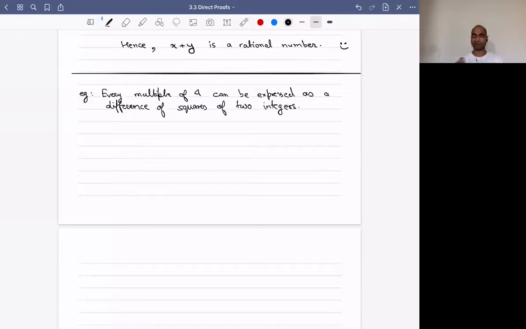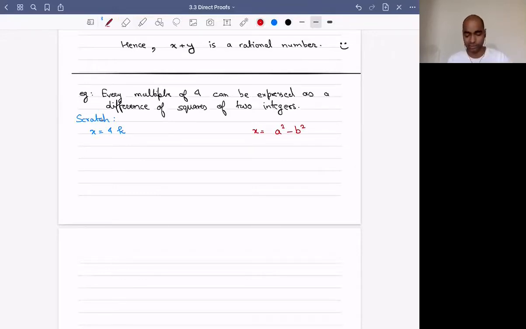So you're trying to show that every multiple of 4 can be expressed as a difference of squares of two integers. So I'll start with the hypothesis. The hypothesis says that every multiple of 4, so let's start with a number that is a multiple of 4. And the conclusion is that it can be written as a difference of squares of two integers. So the conclusion is saying that x is equal to a square minus b square, where a and b are integers.